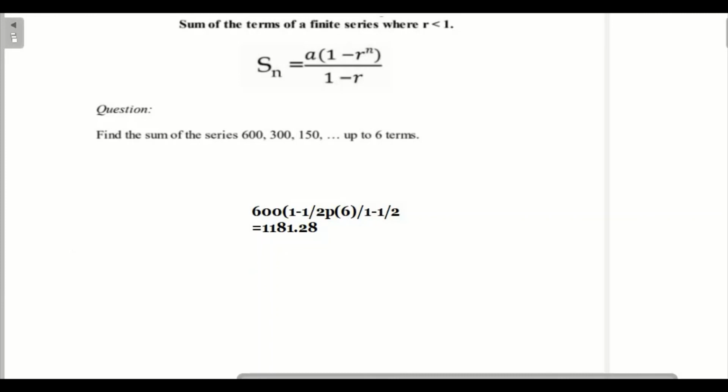So 1181.25. So these kinds of sums you won't get in the NET SET. But I'm telling you, if you are going to attempt your competitive exam, it is easier for you.